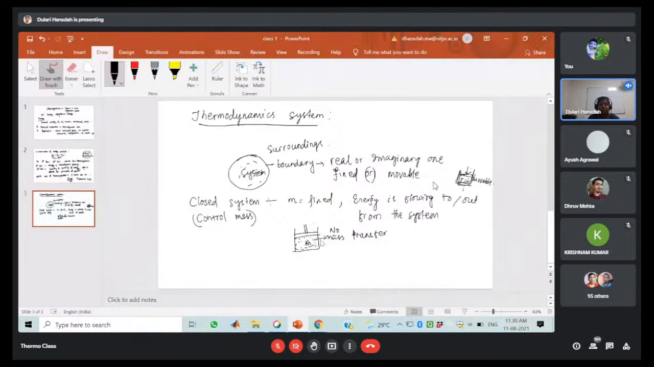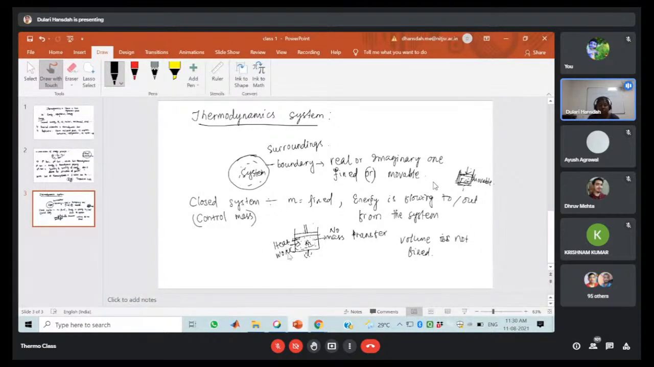That means there is no mass in and mass out from the system, but there will be energy transfer. Energy transfer means that energy will transfer in terms of heat or in terms of work. Okay, so there will be energy interaction. Heat means you can give some heat input to the system, so volume will expand. So in this case, your volume is not fixed, right?